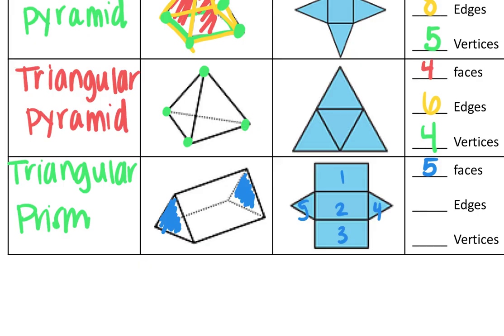What about edges? Let's count. 1, 2, 3, 4, 5, 6, 7, 8, 9. There is 9 edges for a triangular prism. And then the last part, my vertices. 1, 2, 3, 4, 5, 6, and that's it. 6 vertices.